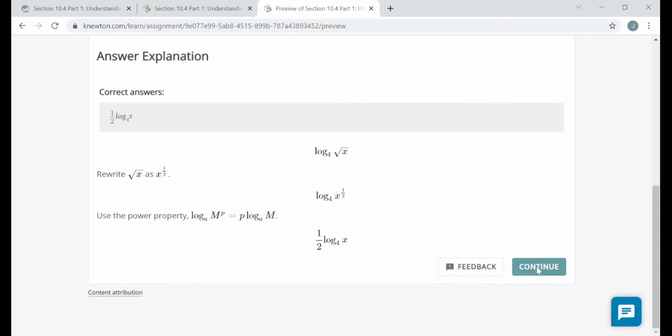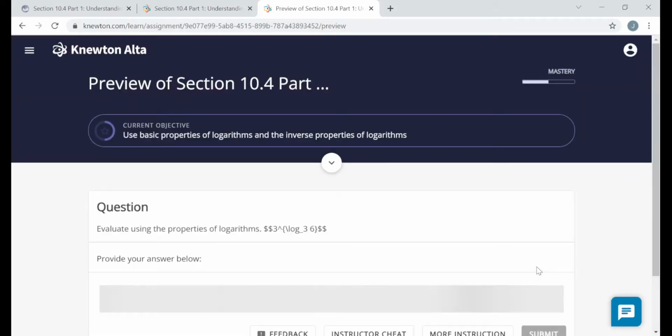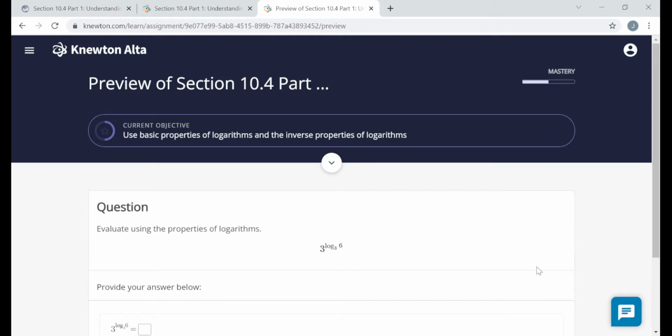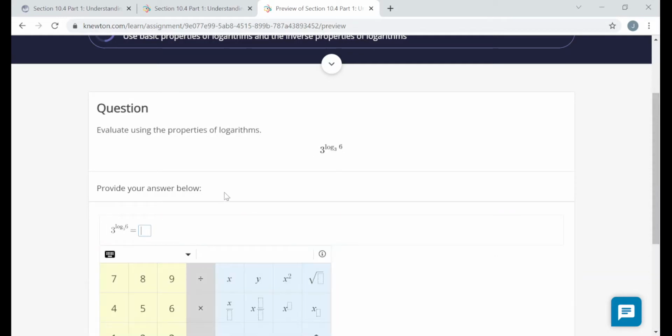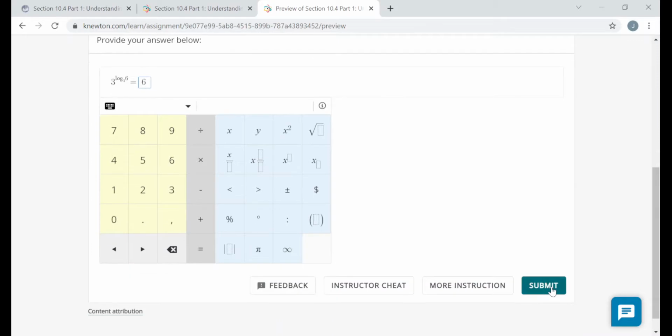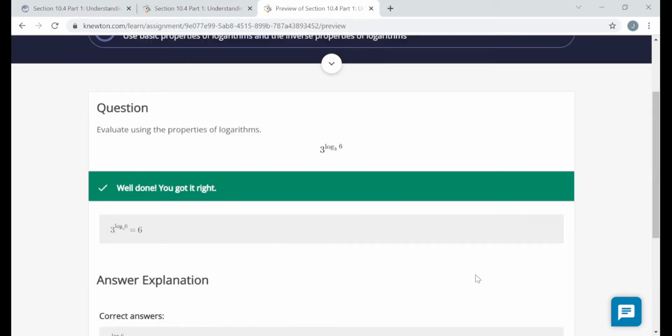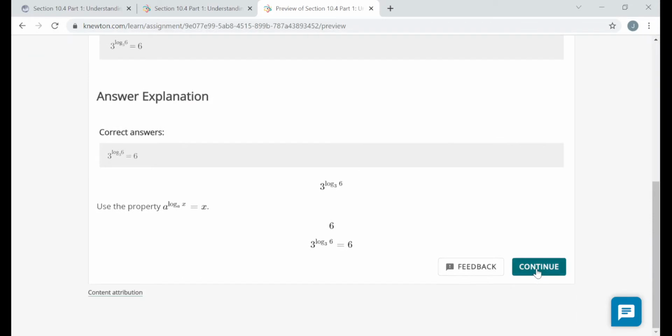Alright, next question. So now we're back to that basic property, inverse property objective. And this is no different than the question earlier with 10 to the log of the square root of 5. We have 3 raised to a logarithm base 3. So those should undo each other, and I'll be left with the argument of the logarithm. 3 raised to the log base 3 of 6 would just be 6. So I'm not even going to write that one out. That one's real quick and easy. Very, very simple. Okay, next question.